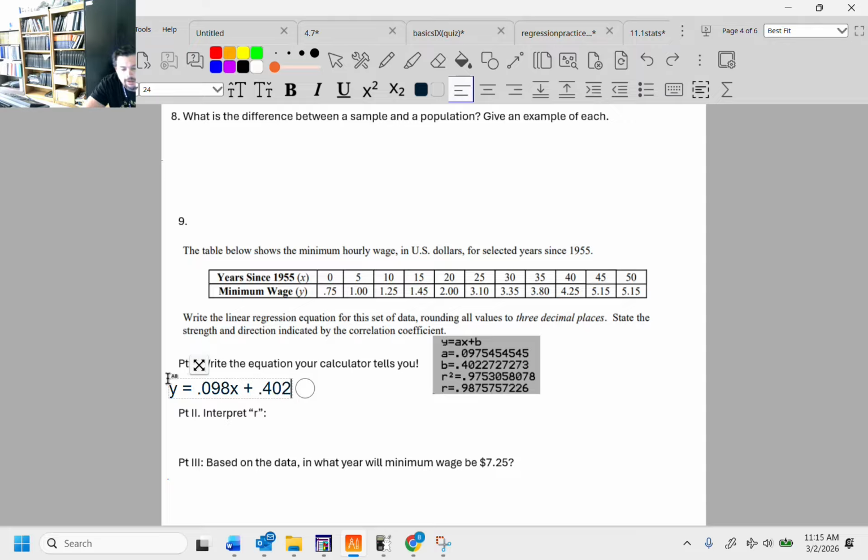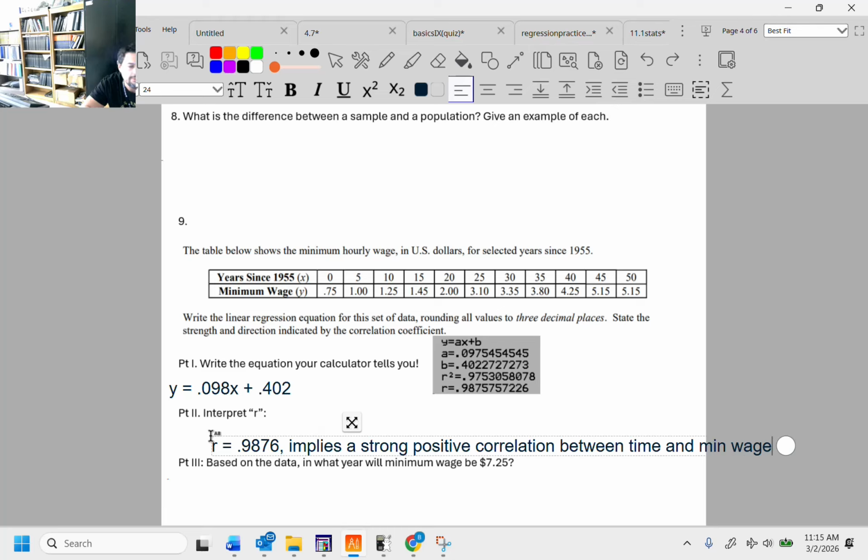Interpret R. R is roughly 0.9876. This implies a strong positive correlation between time and minimum wage, which means as time passes, minimum wage rises.